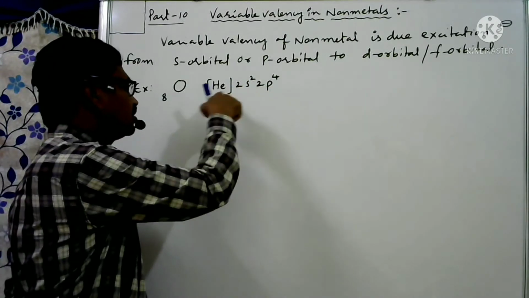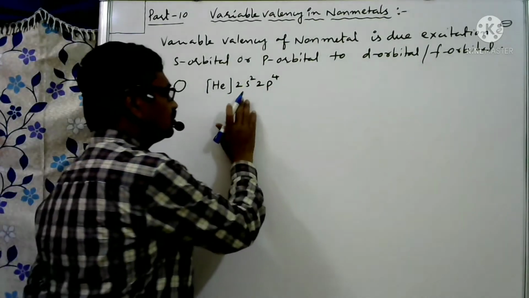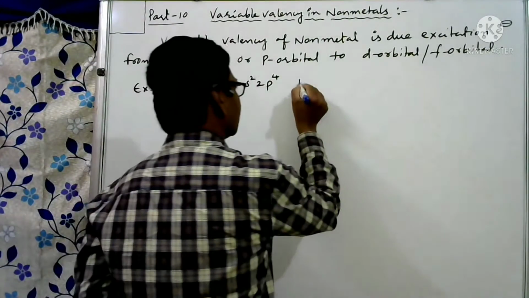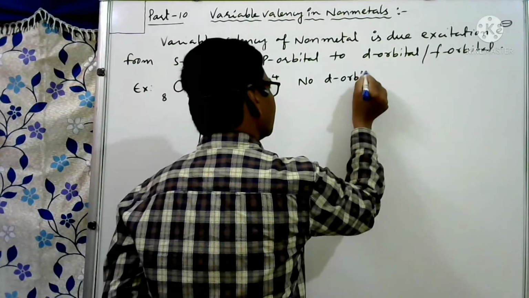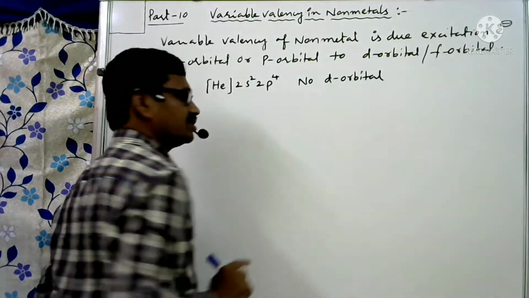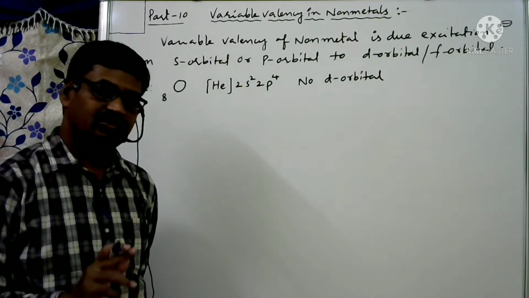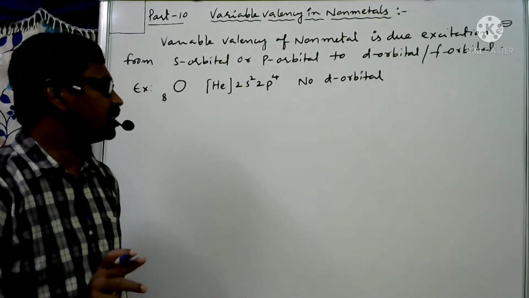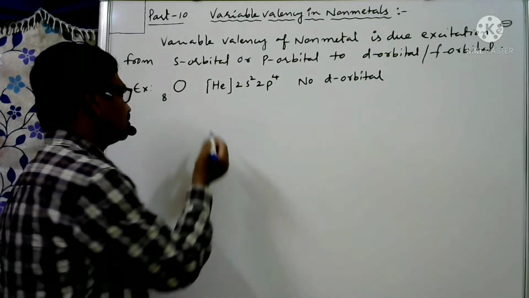Total 8 electrons are there, no? Here 4 plus 2, 6, in helium configuration 2. Total 8 electrons. Here also no d orbital in configuration. Why? Because only 2 shells are present. In second shell there is no d orbital. Second shell contains only s and p, so no d orbital. So there is no excitation here. So this is ground state.